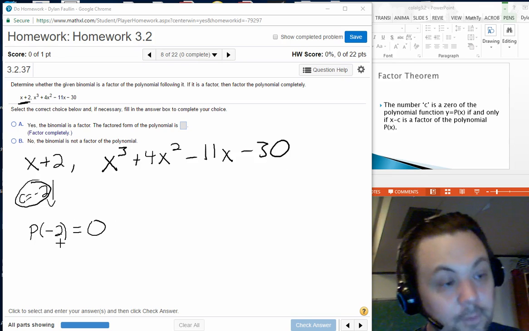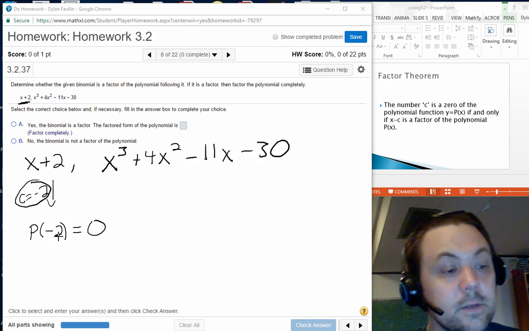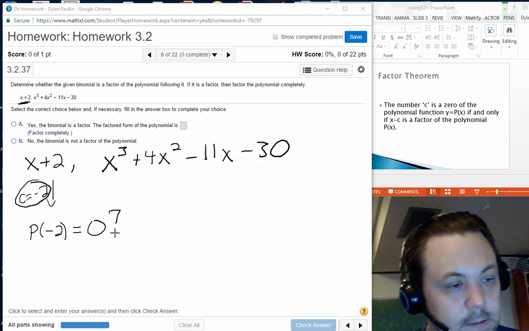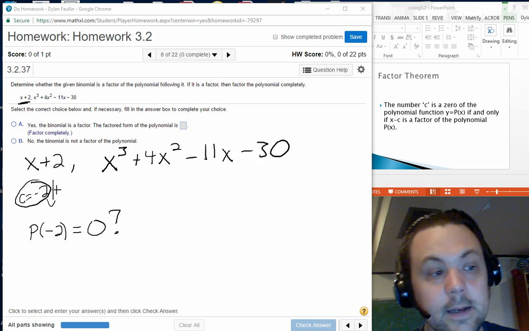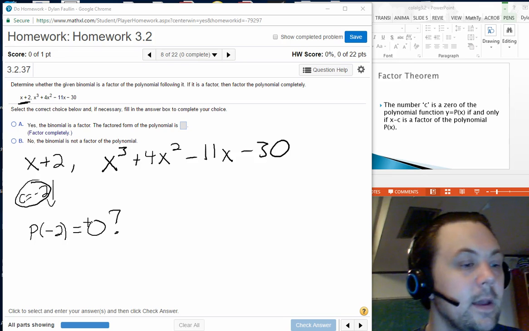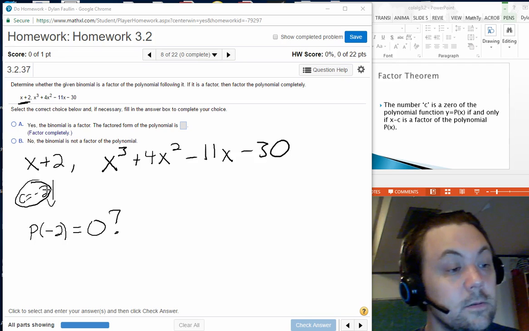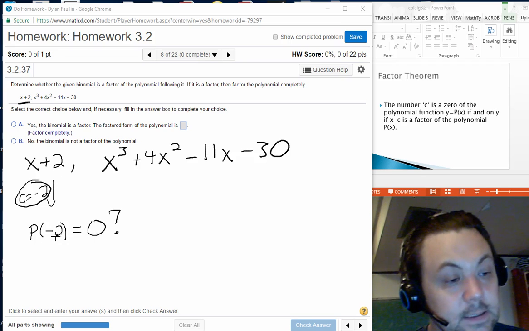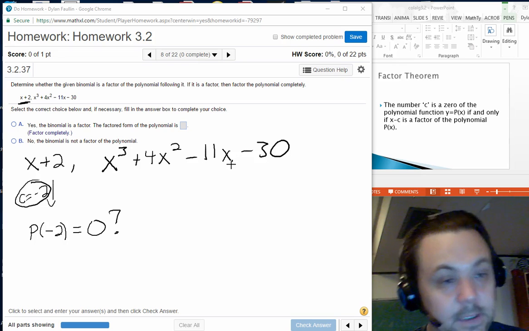So what I really want to find out is: is negative 2 a 0 of the polynomial? Because if negative 2 is a 0 of the polynomial, if it makes the polynomial equal 0, so this is the question right here, then x plus 2 would be a factor, and I could answer yes in this case. If negative 2 ends up not being a 0, then x plus 2 cannot be a factor of the polynomial. So how do I check to see if negative 2 is a 0 of the polynomial? I could take negative 2 and plug it in and see if it comes out equal to 0.